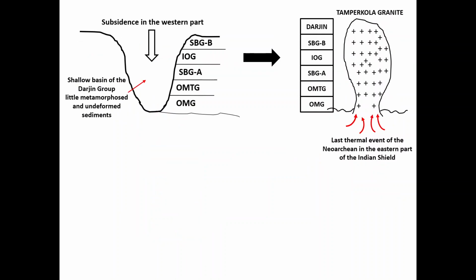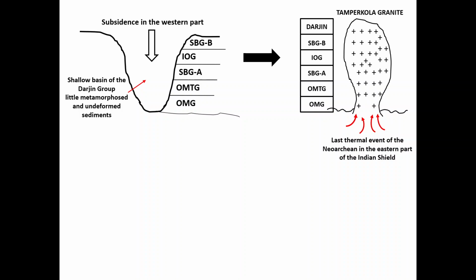Now, in the western part of the Singhbhum basin, there was subsidence, and the shallow basin of the Darjin group received little metamorphosed and undeformed sediments. After the deposition of the Darjin group, the last thermal event of the Neo-Archean in the eastern part of the Indian Shield occurred, which was represented by the Tamperkola granite. Okay, so the Tamperkola granite emplacement is an important event in the Indian Shield.